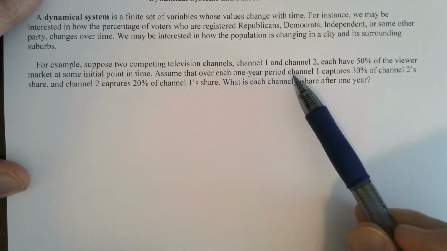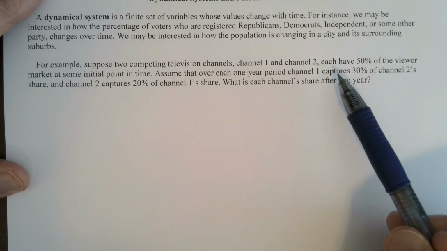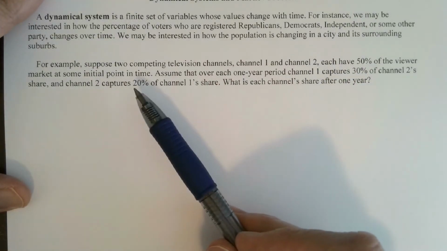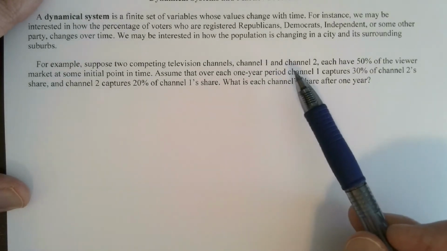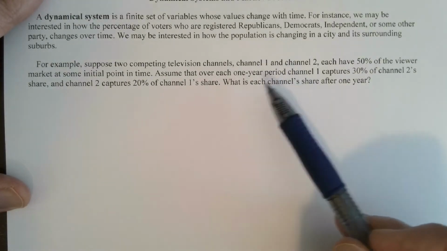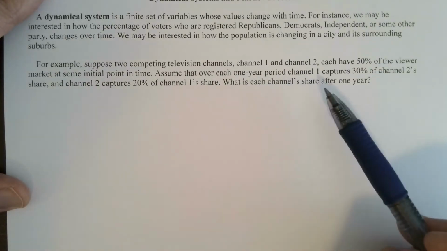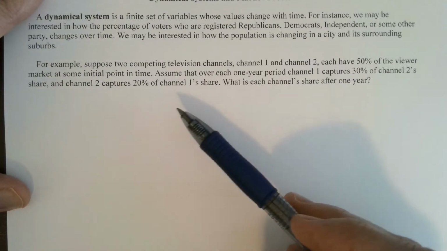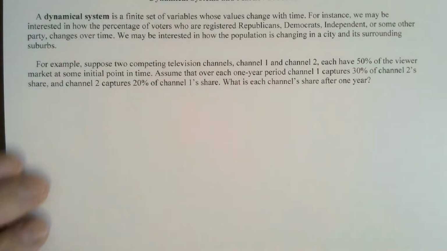Let's suppose there are only 2 channels. Everyone watches one of the 2, and let's say initially that 50% of the viewer market watches channel 1 and 50% watches channel 2, so it's split evenly. Then we're going to assume that over each 1-year period, channel 1 captures 30% of channel 2's share, and channel 2 captures 20% of channel 1's share. What is each channel's share after 1 year?